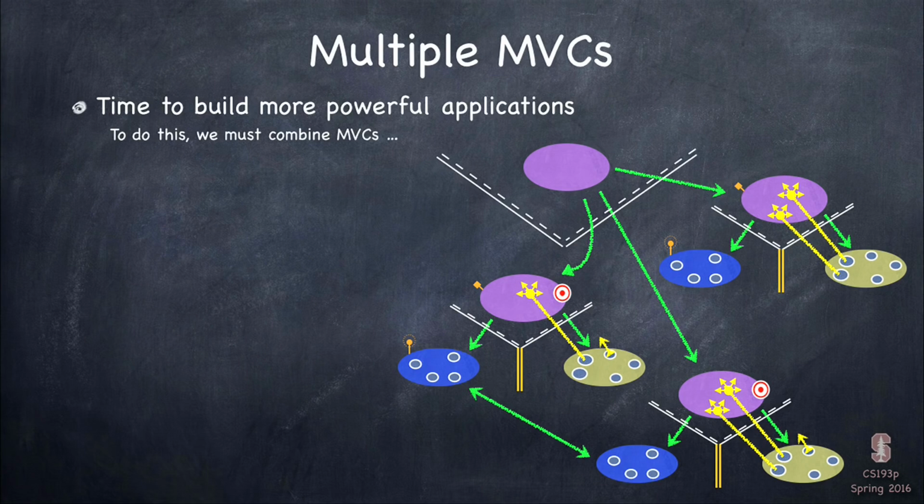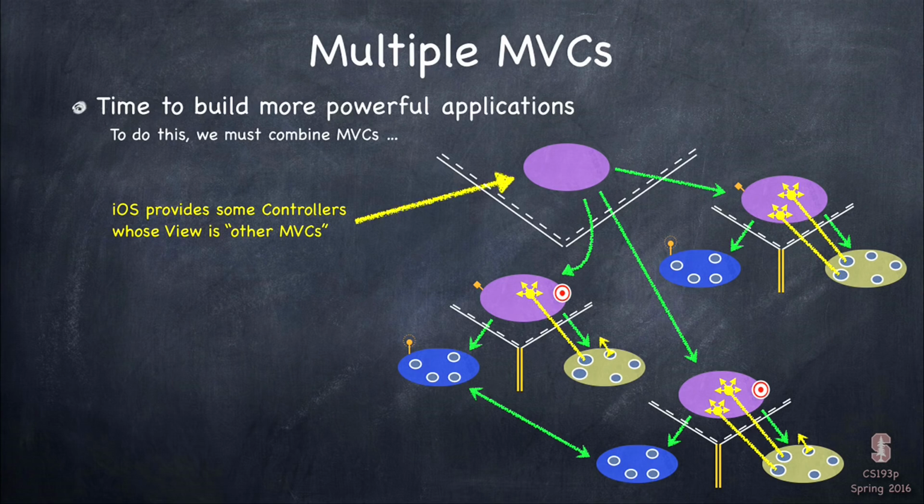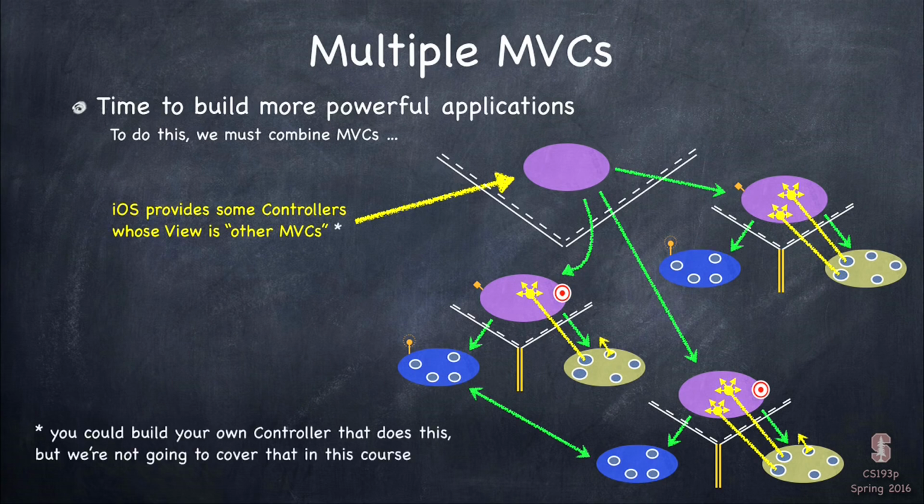The way we combine MVCs, as I talked about before, is that we're going to have an MVC whose view is made up of other MVCs. Now, iOS provides for us some MVCs that are like this, MVCs whose view is other MVCs. It is possible for you to create your own MVCs that have other MVCs as view, but it's really beyond the scope of this class. So in this class, we're just going to use the ones that are provided by iOS, these MVCs that use other MVCs as their view.